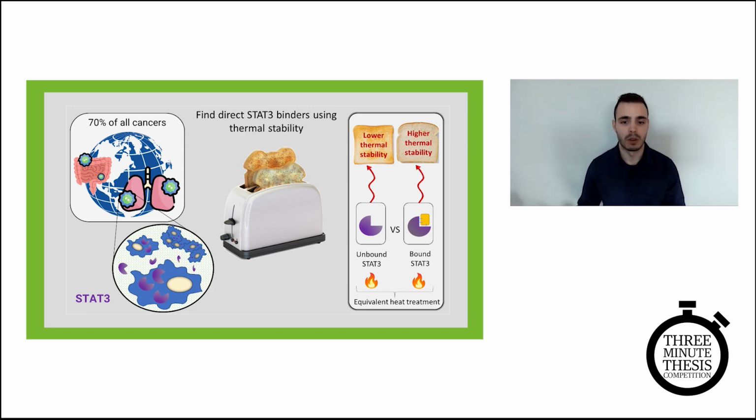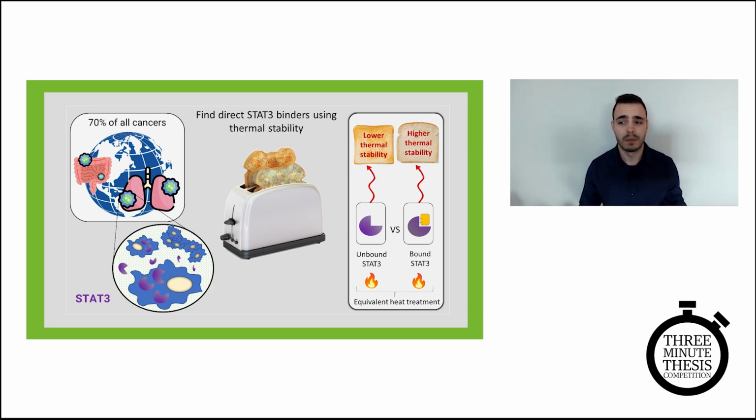STAT3 is a messenger molecule that helps cells receive signals for growth. STAT3 plays a critical role in controlling cell growth, and so its activity in normal cells is tightly controlled. However, in cancer, STAT3 gets overactive and helps cancer cells grow and spread. It's estimated that 70% of all cancers show overactive STAT3.